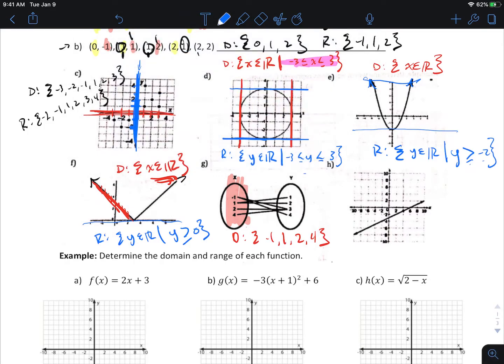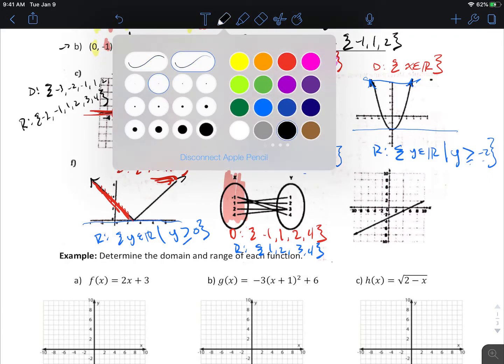So then the range is just you list the other ones on the other side here. I'm trying to fit this. Let me move this up. Okay. 1, 2, 3, and 4. There, we good?